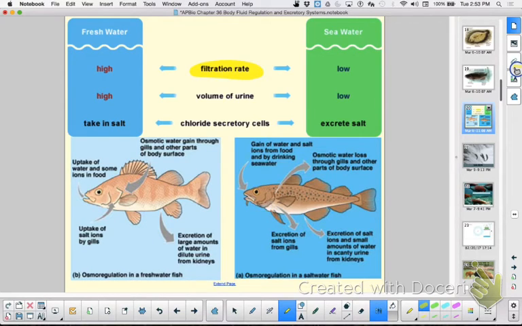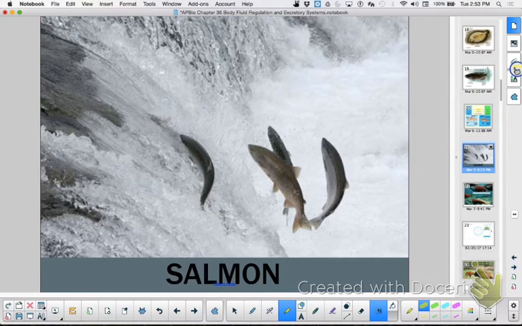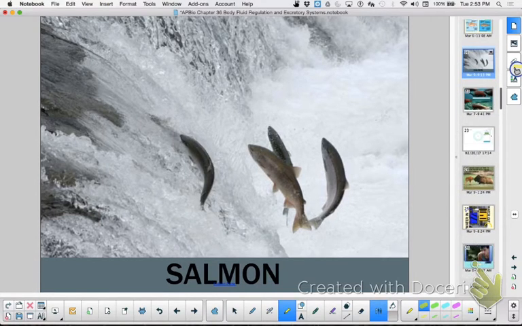All right. Then we talked about really amazing osmoregulators: salmon, because they spend part of their life in freshwater. It's not like they switch once. They start in freshwater, then they move to saltwater, and then they come back to freshwater. So those are really good examples of an osmoregulator, because they can go back and forth.